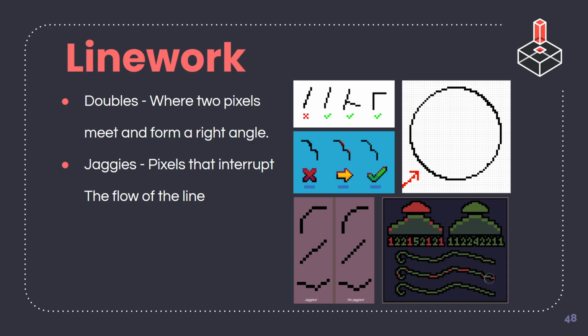Doubles are where 2 pixels meet and form a right angle. Like the 2 pixels that are on top, into either the left or right of them, they will usually create a third pixel in between them, which will create a right angle. We usually don't like those if you want clean 1 pixel outlines.